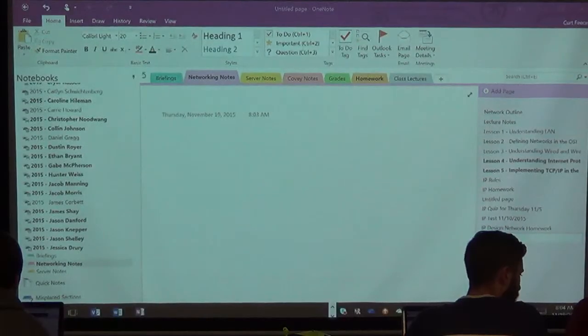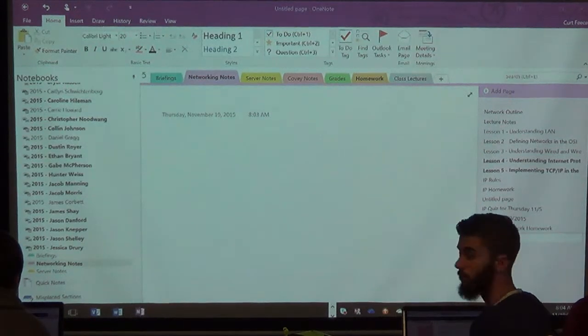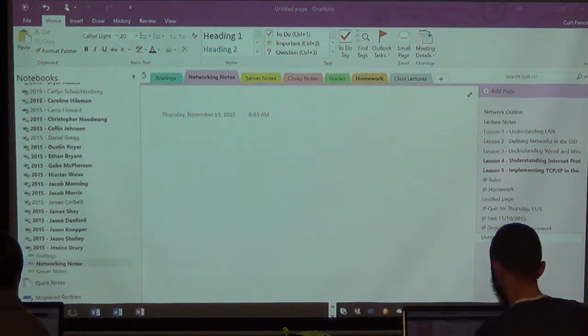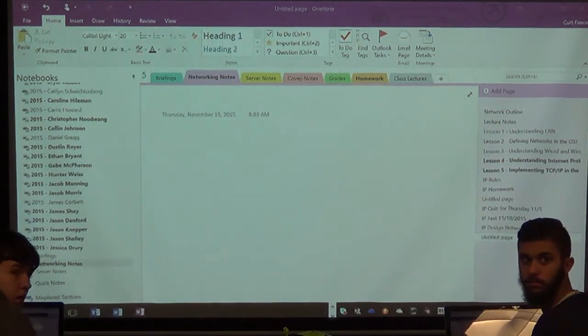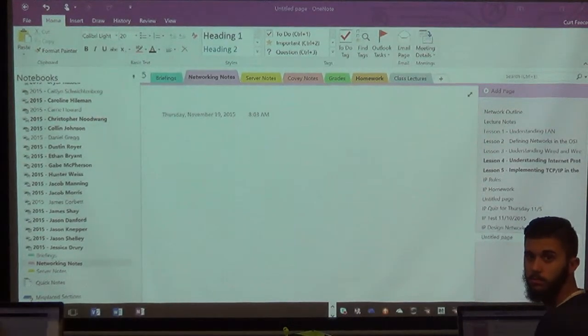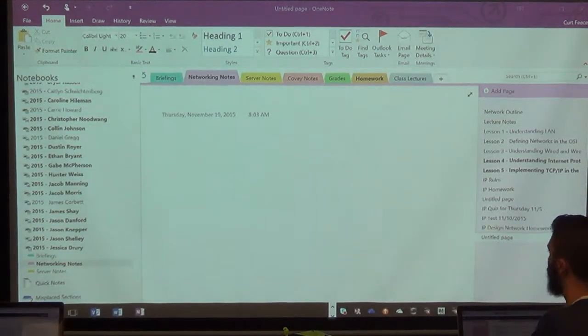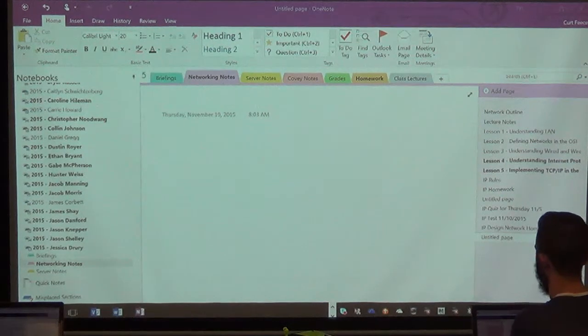Okay, Jordan, would you scoot over just a little bit to the right? Everyone back here, if you cannot see clearly the screen, why don't you go ahead and move up to these. Move up closer.